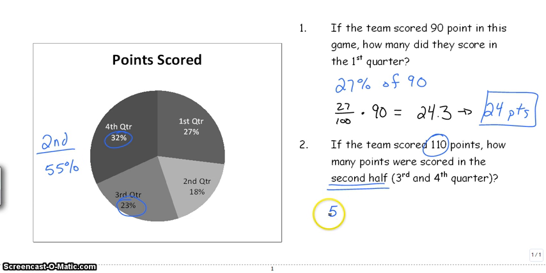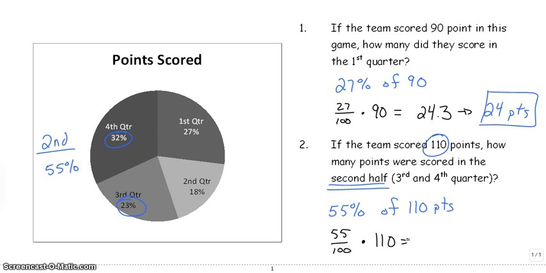So now I'm dealing with 55% of 110 points. Go ahead and calculate. It becomes 55 over 100. That's my percent as a fraction. Of means multiply. 110. Take your calculators out. 55 times 110. Divide that by 100. And we get 60.5.